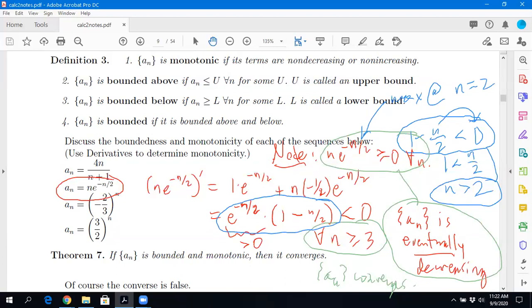So the maximum is at n equal to 2. If I plug in n equal to 2, it's 2e to the what? E to the negative 1. So this right here is actually an upper bound, if you really wanted one. Remember all that stuff we did with finding maxes and mins? The derivative was positive until I got to 2, and then it was negative after that. If it's positive before and negative after, I'm at a maximum.